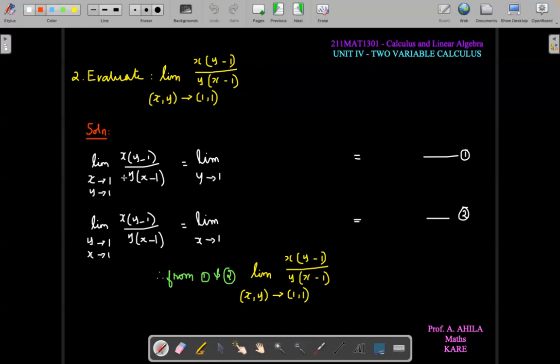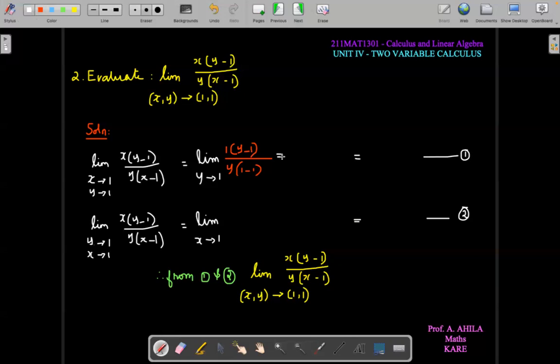So now I substitute x equal to 1. So what happens? Limit y tends to 1. Instead of x, you substitute 1. 1 into y minus 1 by y into 1 minus 1. Okay. So 1 minus 1 is 0. So the denominator is 0. Even if you don't go for substituting this one, anyhow, we can see how it comes.